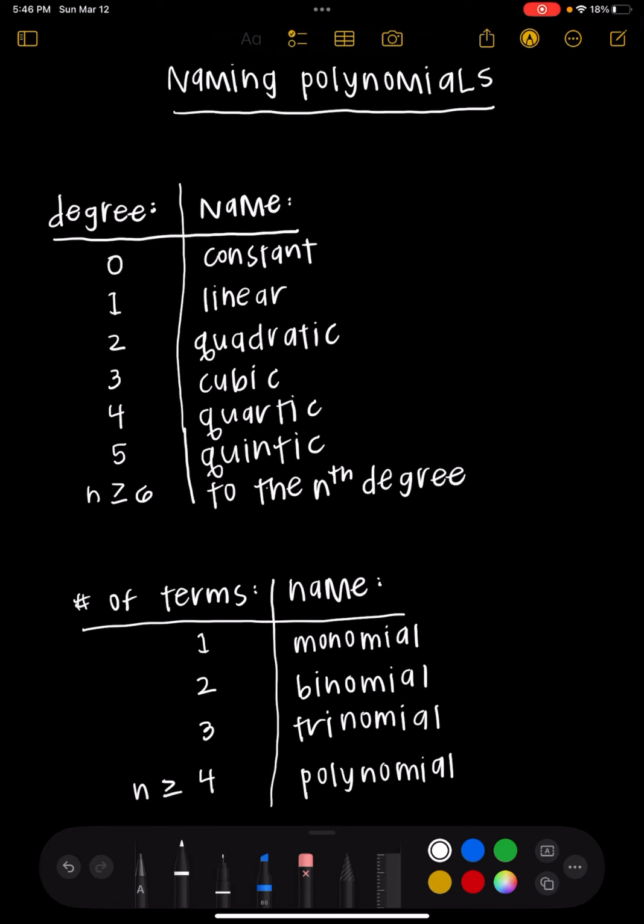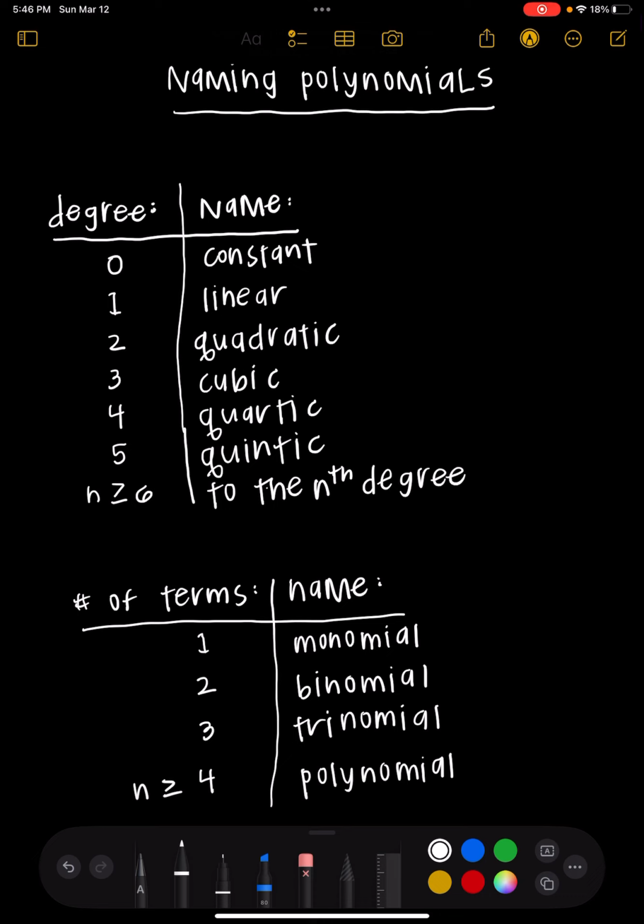Hi everyone. So today we're going to be talking about how to name polynomials. This whole lesson is about polynomials, and polynomial is just a fancy way of saying it's a big chunk of numbers and letters together. So the first thing we're going to learn is how to name them, and the way that we name them is with two different things. We name them by degree and by number of terms.